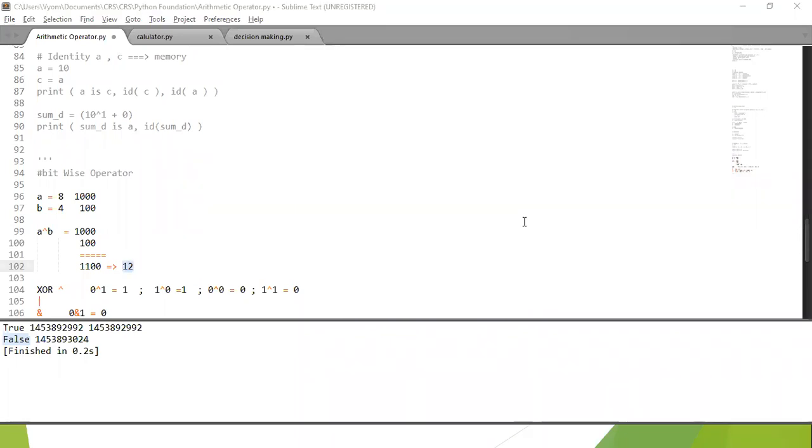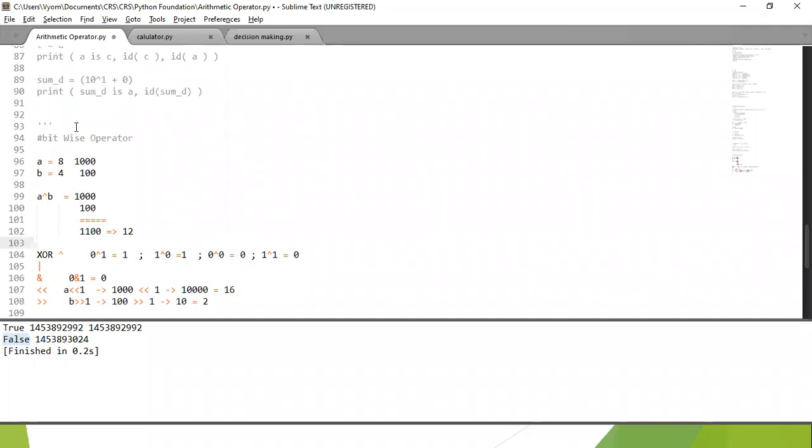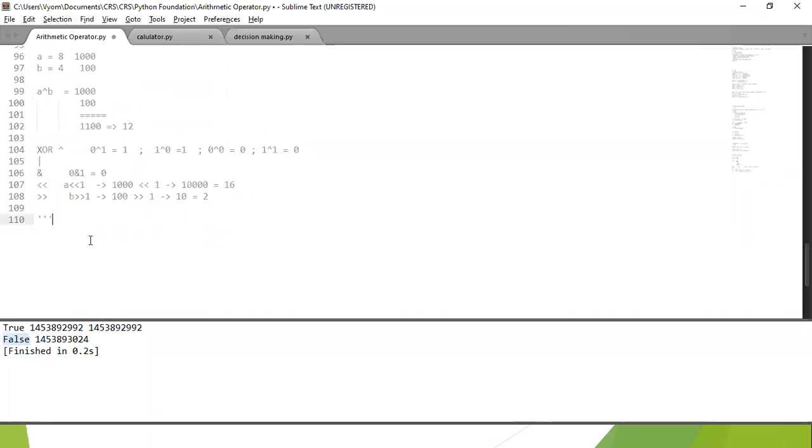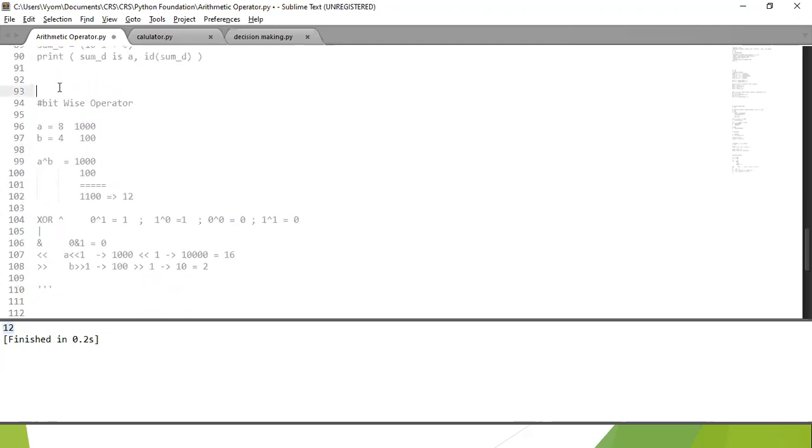Clear, guys? Oh, somebody is saying I am displaying the wrong format. Let me quickly check that. Sorry, it could be. Thanks for highlighting that. Let me try it out quickly. The best way to try these things is to try it out. Print 8 XOR 4. You get 12. So whatever I was explaining is correct.